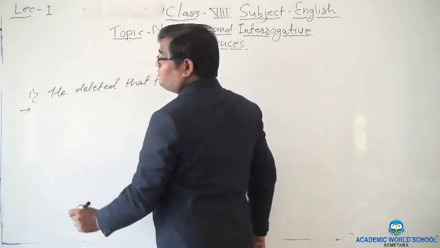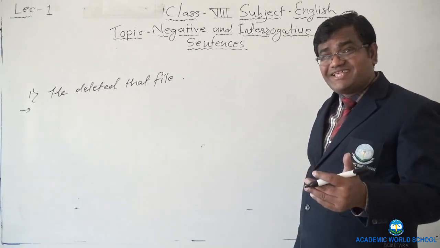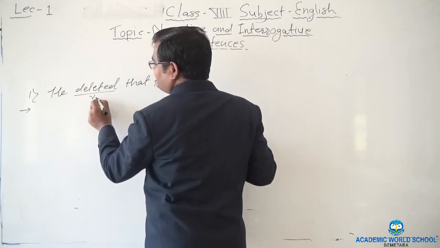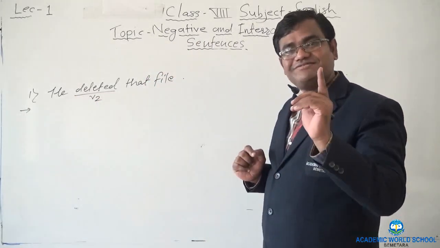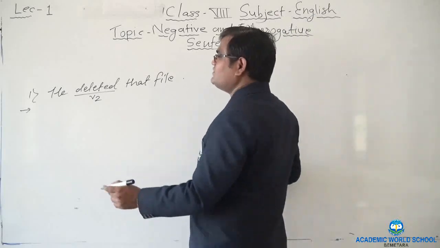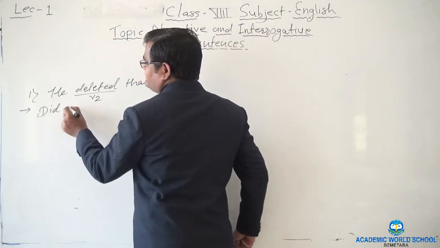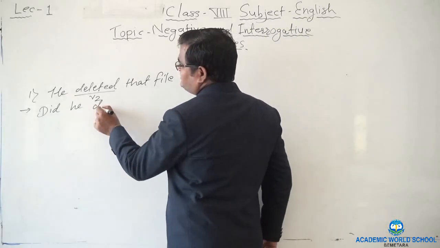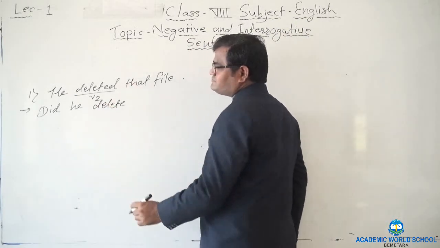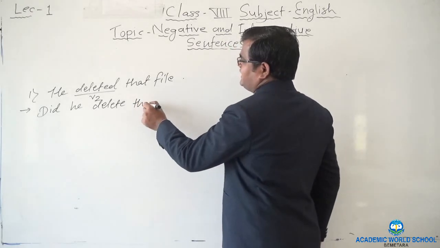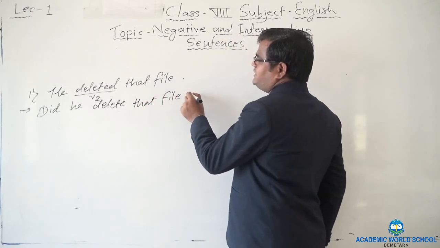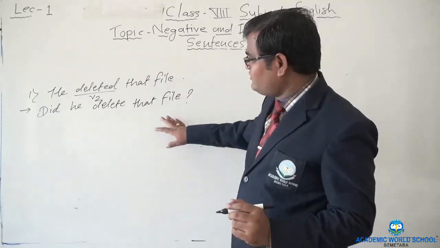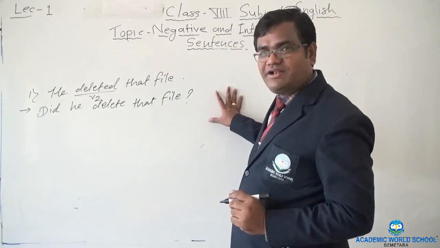Okay. So how will you make the question now? As I said, what is the helping verb which is hidden here? Second form of the verb. It means we have to use did, right? So begin your question with did. Did, what is the subject of the sentence? He. Then first form of the verb, delete that file. Did he delete that file? We are asking the question now, right? Did he delete that file?